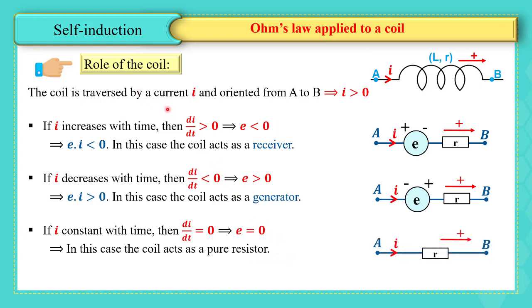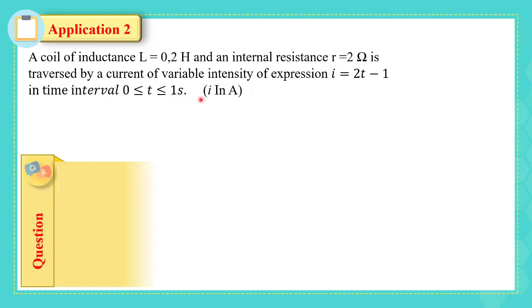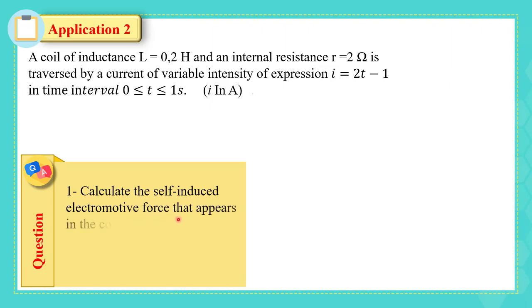Let's solve application 2. A coil of inductance L equals 0.2 henry and an internal resistance R equals 2 ohm is traversed by a current of variable intensity of expression i equals 2t minus 1 in time interval t between 0 and 1 second. Part 1. Calculate the self-induced electromotive force that appears in the coil.